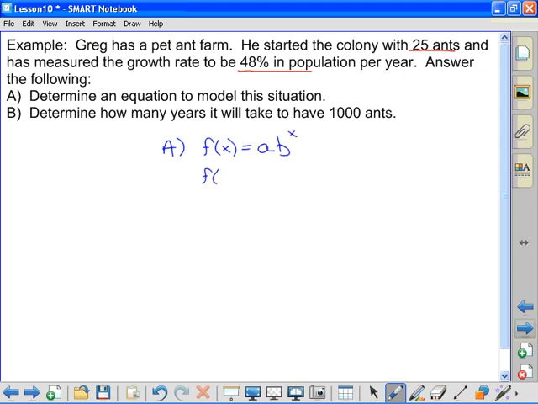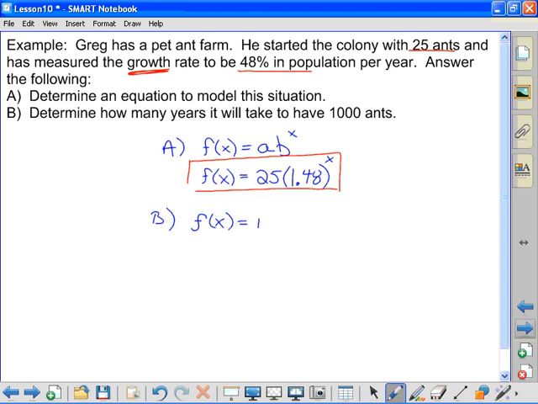So f of x equals, A is your initial amount, so the number of ants. Now we have a 48% growth rate. So that means we're increasing. So you have 100% of last year's ants plus 48% more of this year's ants. So 1.48 to the x. So there's your answer to A. There is the equation that models the situation. So B, we're asked when will f of x equal 1,000?